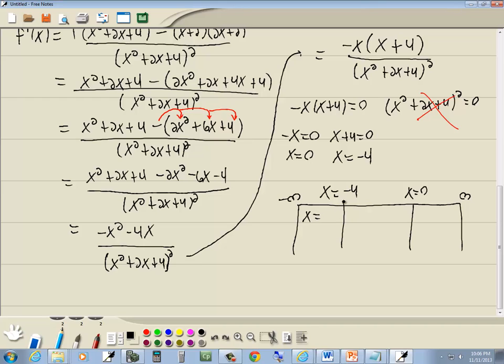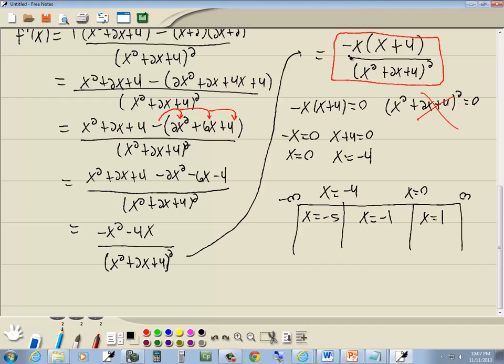Now I'm going to choose test cases: something between negative infinity and negative 4, like negative 5. Something between negative 4 and 0, like negative 1. And something greater than 0, like 1. And we want to plug them into our derivative. I'm going to choose this form because it's factored, and that'll be easiest. I shouldn't even have to use a calculator. Now, the squared on the bottom is always positive, so I don't need to worry about it. I just need to plug into the top part.